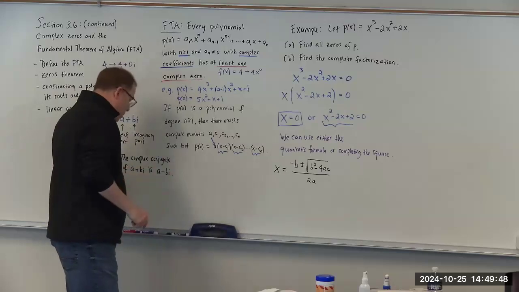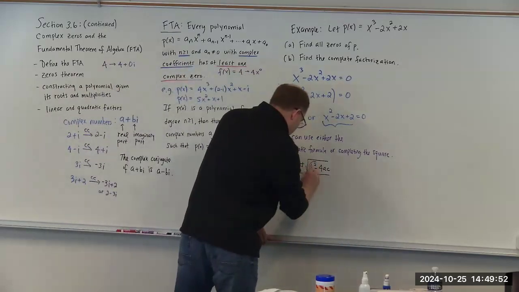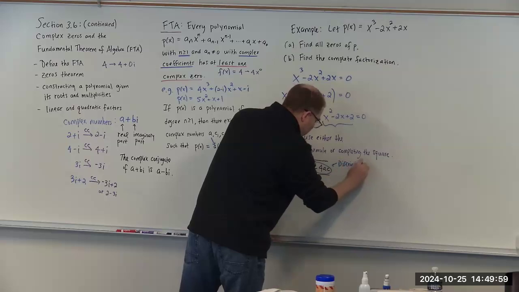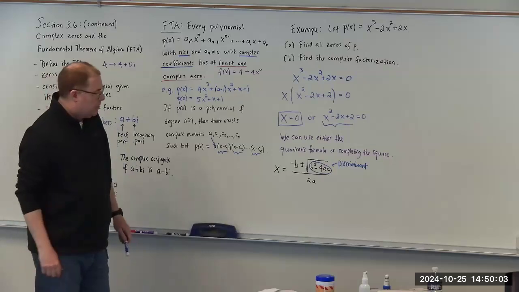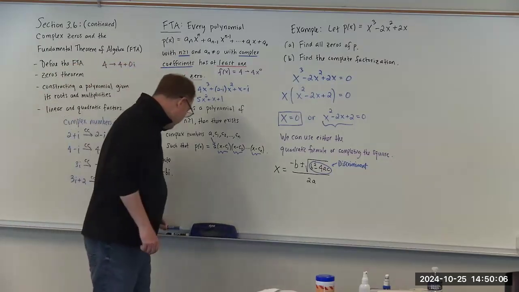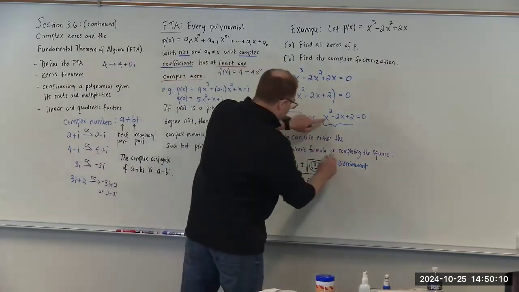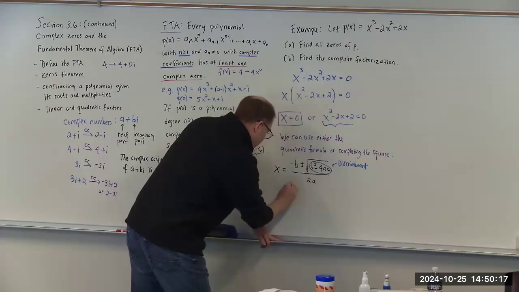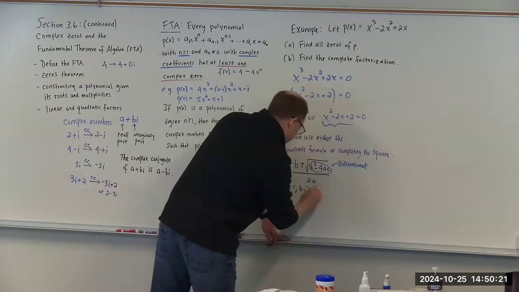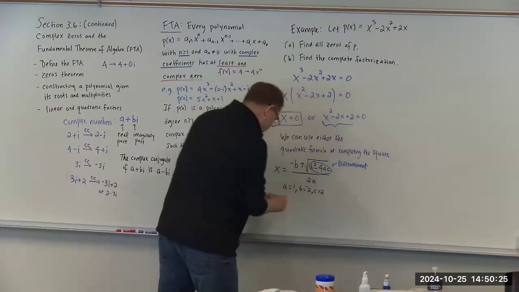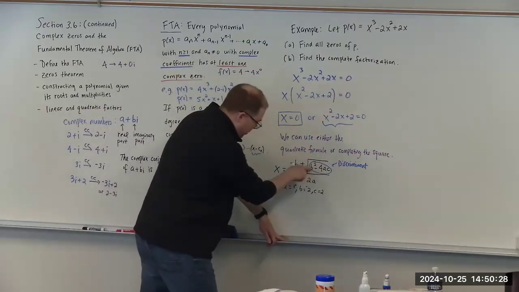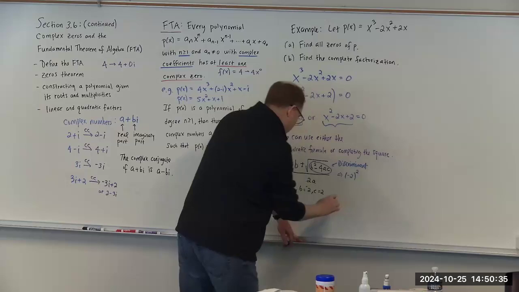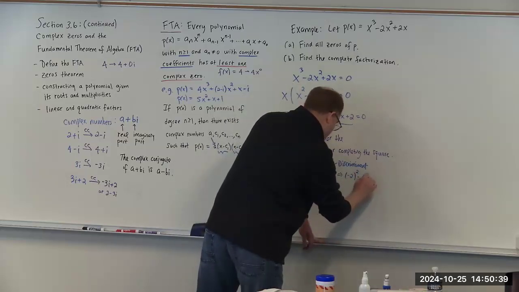If you recall, the part under the square root is what's called the discriminant. So if we plug in the values from this polynomial, a is 1, b is minus 2, and c is 2. If we plug our values into the discriminant, we get minus 2 squared minus 4 times a times c.